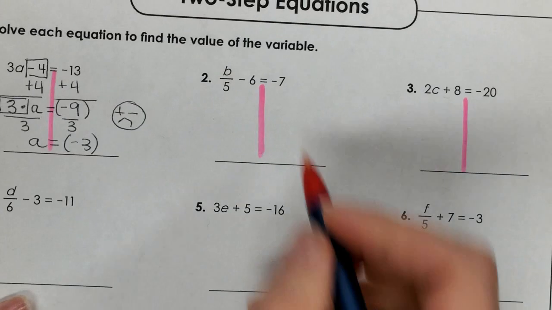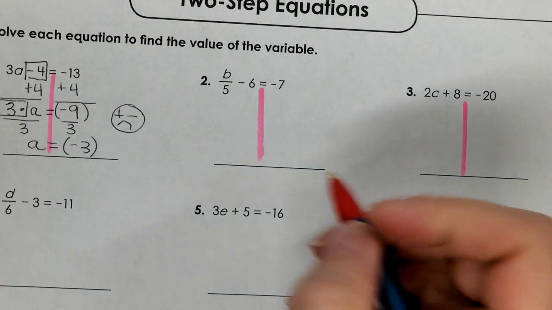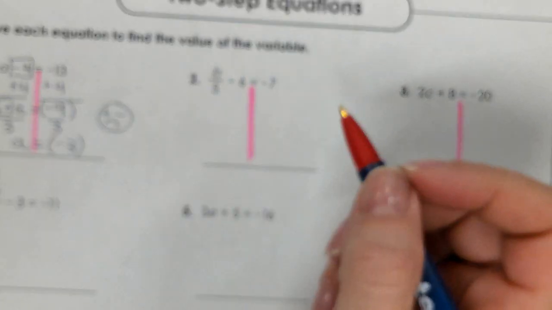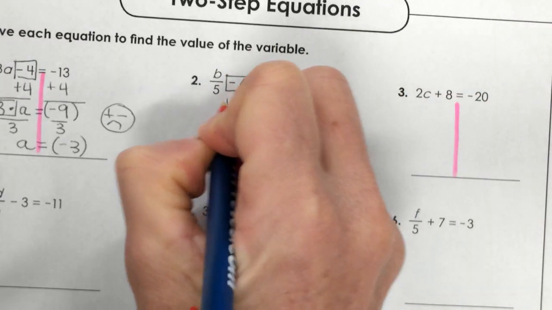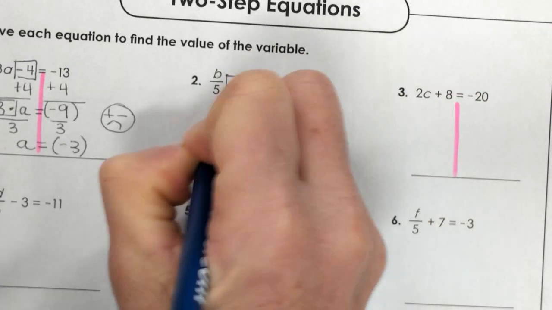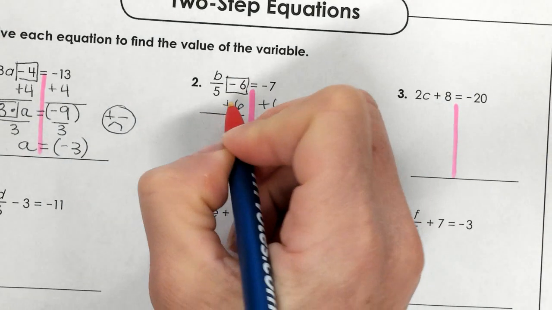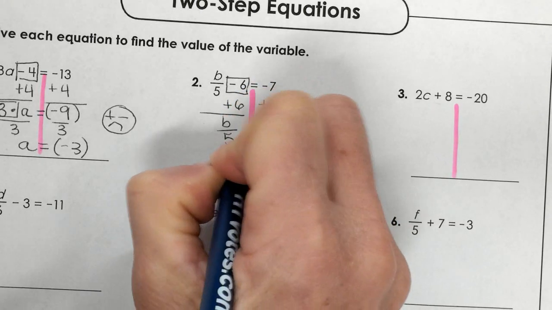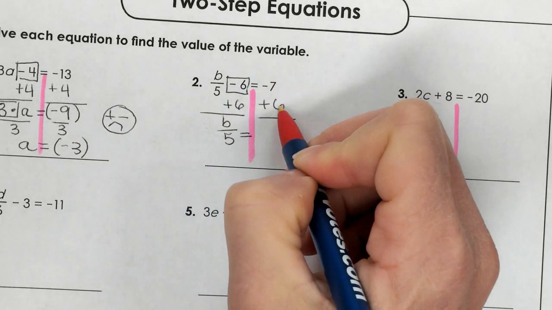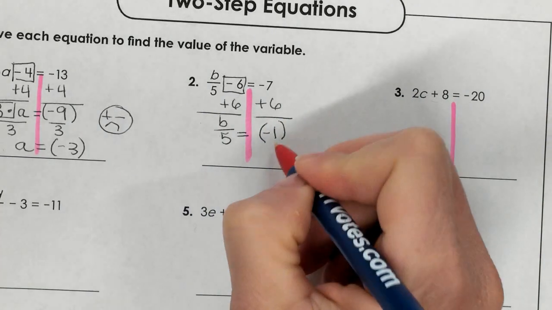For number 2, we want to get b alone. So I want to isolate the variable using inverse operations. We have to undo addition and subtraction first. So to get rid of this minus 6, I'm going to add 6 to both sides. Negative 6 and positive 6 makes 0, so b over 5 plus 0 is just b over 5. And a positive plus a negative, subtract and use the sign of the bigger number. That'll give us negative 1.